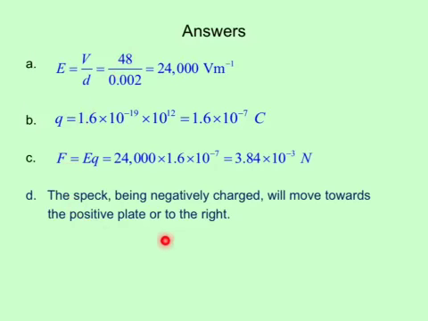Here are the answers in detail. You can look through that yourself. But I want to point out question D. It says the speck, being negatively charged, will move towards the positive plate, or to the right. In other words, it will move against the direction of the field line.